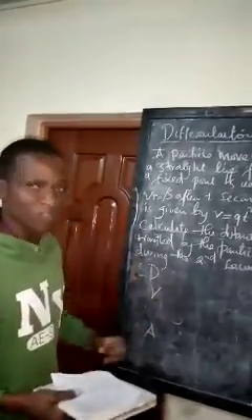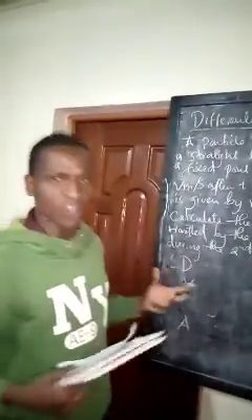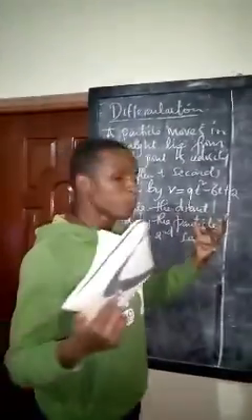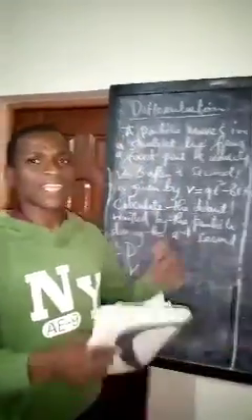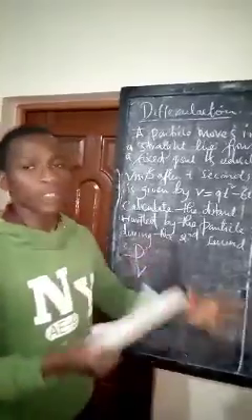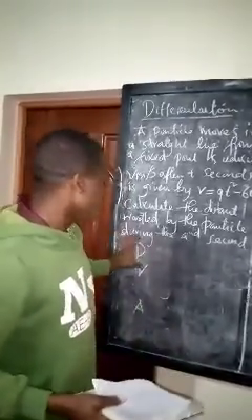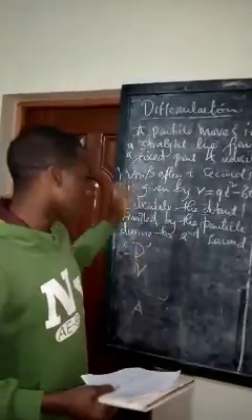Integration is the opposite of differentiation. It's just like removing shoes and socks. You remove the shoe first, then you remove the socks. But when wearing, you start the other way around. You wear socks, then you wear the shoe. Just the opposite of one another. So differentiation is the opposite of integration, and we have no problem handling the two together.